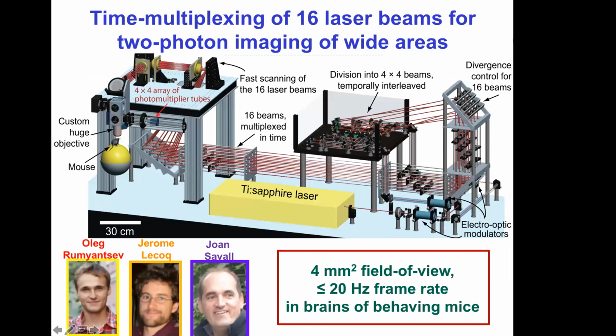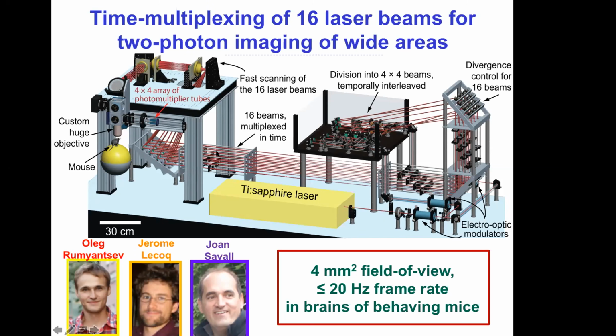Now, another system that does provide a large field of view is this one. This was published recently this year and was led by applied physicists Oleg Rumyantsev, Jerome Lecoq, and robotic engineer Joan Saval. This is a system that uses a large objective. It's sort of a 2-photon mesoscope, as it's sometimes called in the field. And what we do is we take the infrared ultra-short pulse beam from one sapphire laser. Then using a set of 3 electro-optic modulators, the beam is split between 16 different pathways arranged in a 4x4 checkerboard pattern at the focal plane.